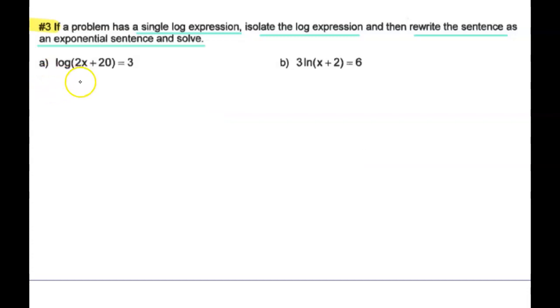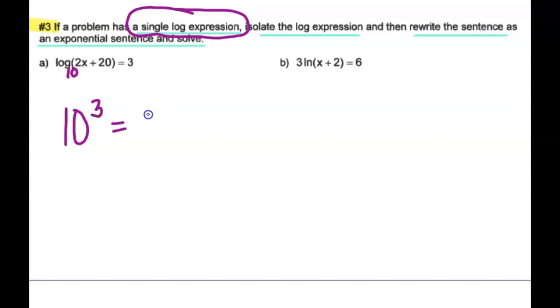Okay. What is the base on this question? When there is a single log within a problem, this is very different than when there's multiple logs. When there's a single log, you want to isolate it and then rewrite it as an exponent sentence, like we just practiced. So this literally means what to what power equals what? What's the base when it's log? So this literally means 10. The answer to the log is the power of 3. So 10 to the third equals 2x plus 20. That's it. Now it's an algebra 1 problem.